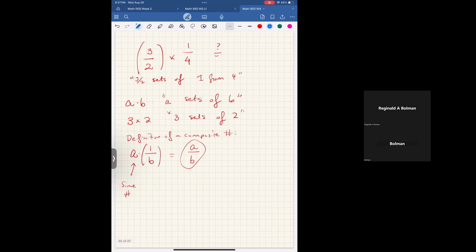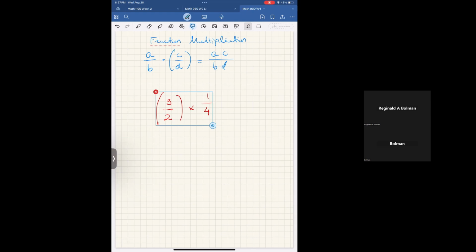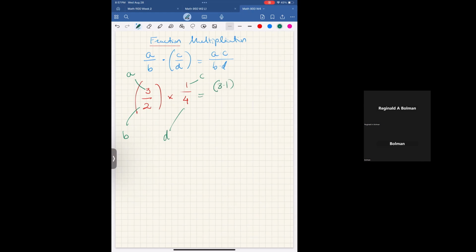So to answer the question of how do we deal with 3/2 times 1/4, we would, of course, line our numbers up with the formula. And in this case, my A would be 3, my B would be 2, my C would be 1, and my D would be 4. And so using this little formula, we've got 3 times 1 over 2 times 4. 3 times 1 is 3, 2 times 4 is 8, and that is our answer. That's pretty much all there is to this.